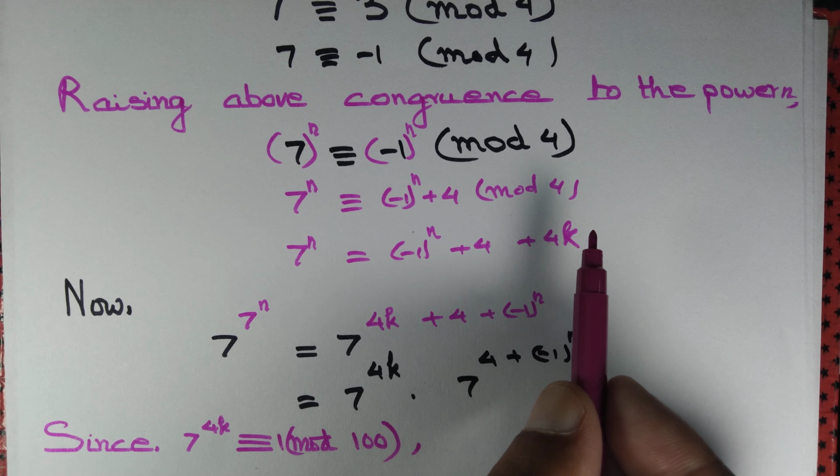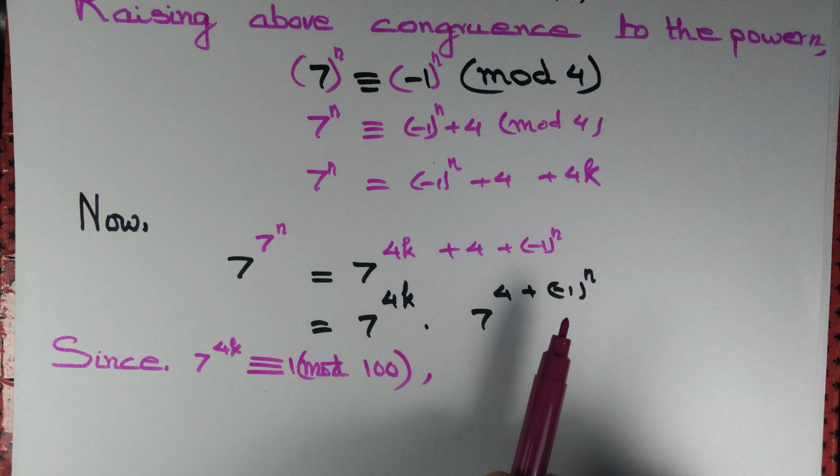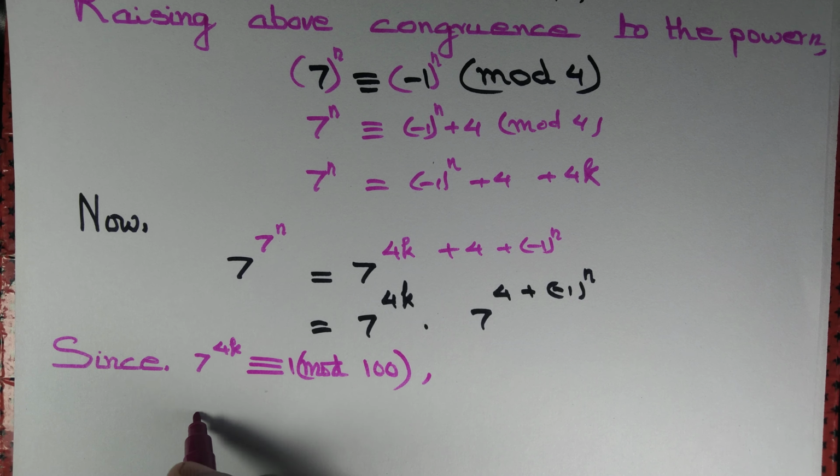Therefore, 7 to the power 7 to the power n is equal to 7 to the power 4k into 7 to the power 4 plus minus 1 to the power n. Therefore, we can write 7 to the power 7 to the power n is simply congruent to 1 into 7 to the power 4 plus minus 1 to the power n mod 100. You see, so we are almost done.